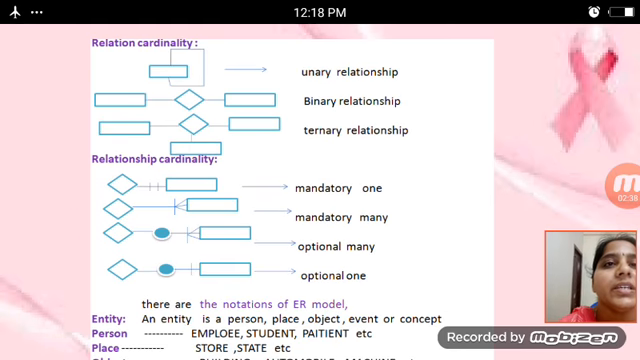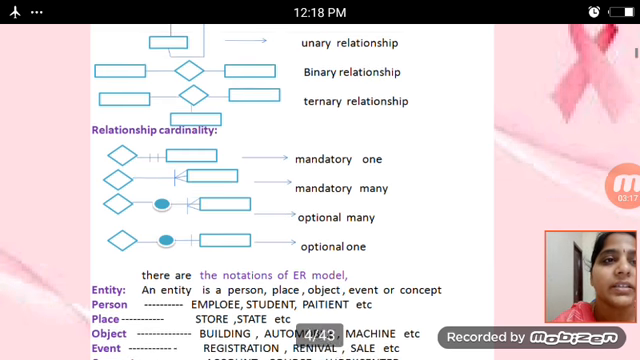The next one is the relational cardinality. By using these entities, we are making relationships. First one is the relationship degree. A unary relationship is there, and then the next one, two rectangle symbols with the rhombus symbol, is what we call a binary relationship, and then the next one, more than two, three rectangle symbols with the rhombus symbol, we call a ternary relationship. After that, the relationship cardinality is there.